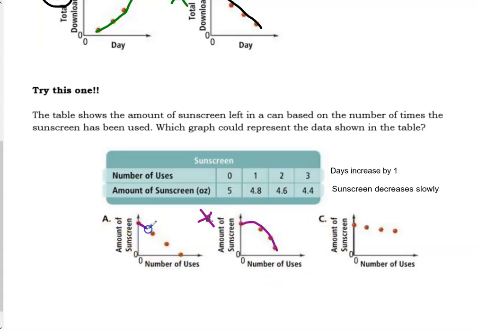A shows the sunscreen decreasing at a constant rate, but C also shows the sunscreen decreasing at a constant rate. And if we look at the differences between 5 and 4.8, I'm going down by 0.2 ounces each time. But this graph in A shows that I'm going all the way down to 0 sunscreen. But in the number of uses, after 3 uses, we don't see that it goes down to 0. We see that it goes down to 4.4. So option C is going to be the correct answer for this one.